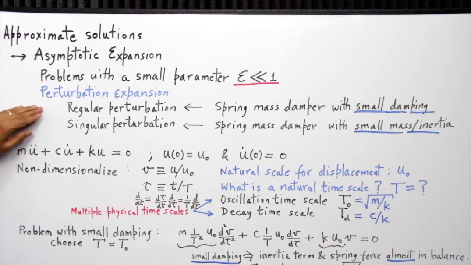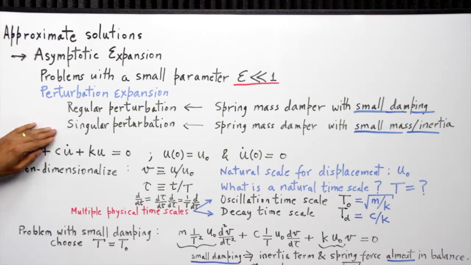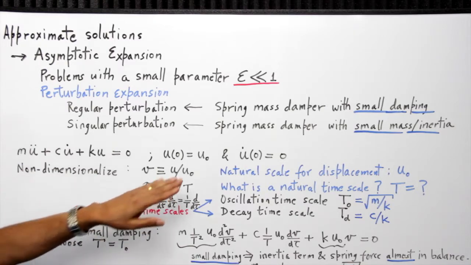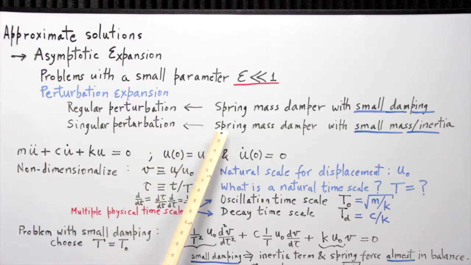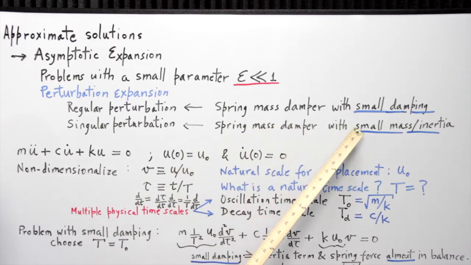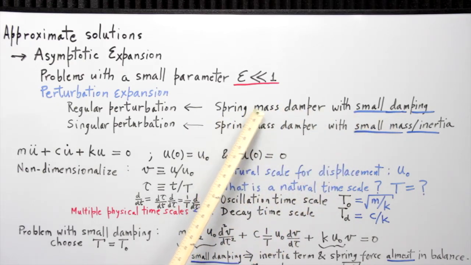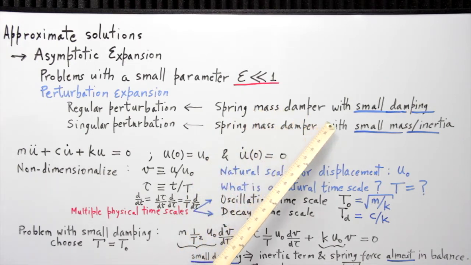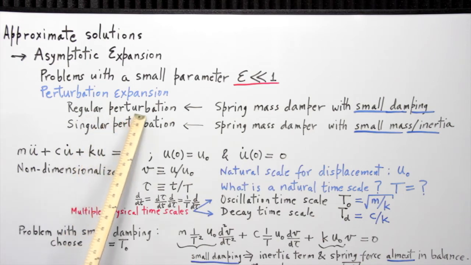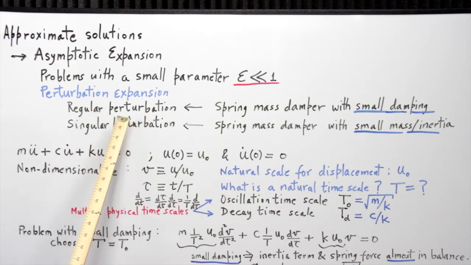So we're going to be looking at an example from a spring mass damper system, and we will see that there are two kinds of perturbation expansions that arise: a regular perturbation expansion and a singular perturbation expansion. Concretely speaking, in terms of the spring mass damper system, if you think about the problem with small damping, a mass spring system with a small amount of damping will oscillate and slowly damp. And so that slow damping would be a small correction or a regular perturbation.